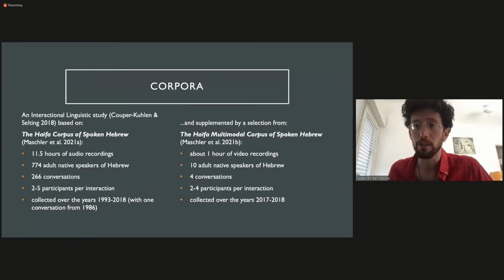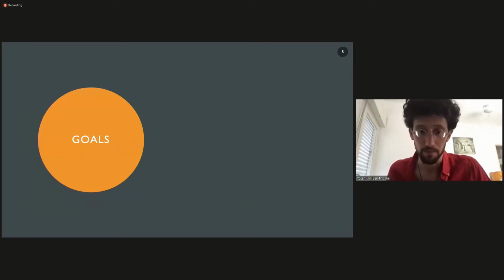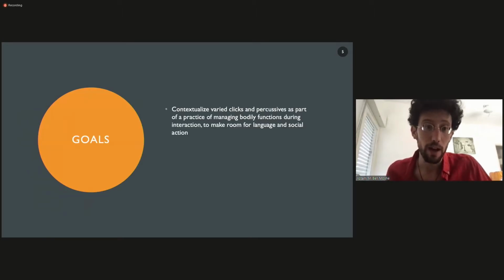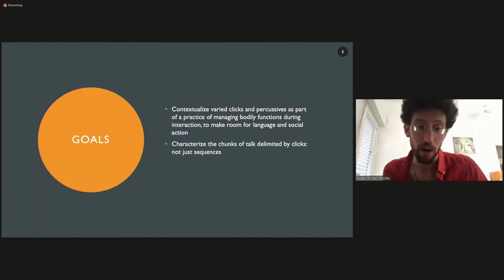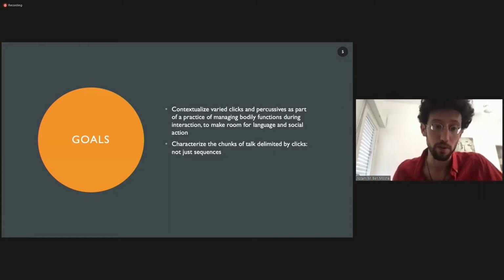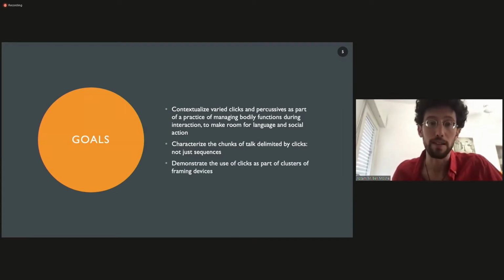This study uses the methodology of interactional linguistics to investigate data from two corpora developed at the University of Haifa. Both of these are focused on adult native speakers in casual conversation among friends and family. Tokens were collected by careful listening. So in this talk, we would like to, first of all, contextualize varied clicks and percussives as part of a practice of managing bodily functions during interaction to make room for language and social action. Characterize the chunks of talk delimited by clicks, they're not just sequences, and demonstrate the use of clicks as part of clusters of framing devices.